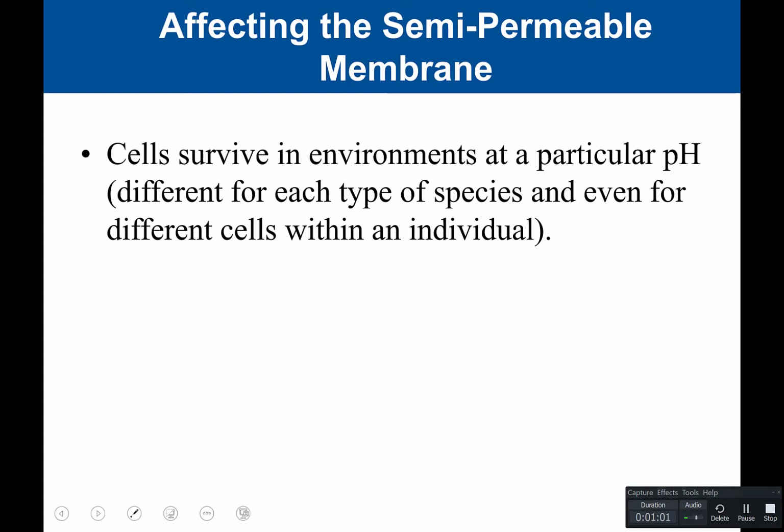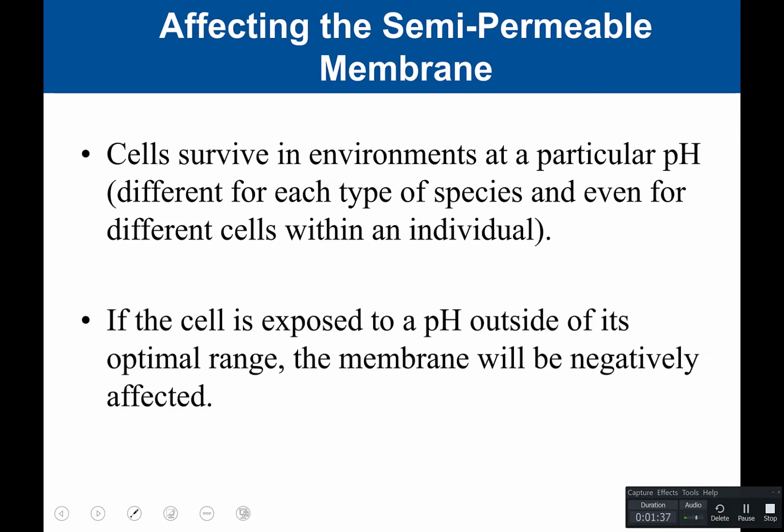So cells can survive in environments at a particular pH. And this is different for each type of species and even for different cells within an individual. For example, the cells in your stomach are used to an acidic pH and can survive at a pH of 2. Whereas your intestine is much more alkaline. It's a pH of about 8. Those cells have a different pH that they survive in. And so even within one organism, you can have cells that survive at different pHs.